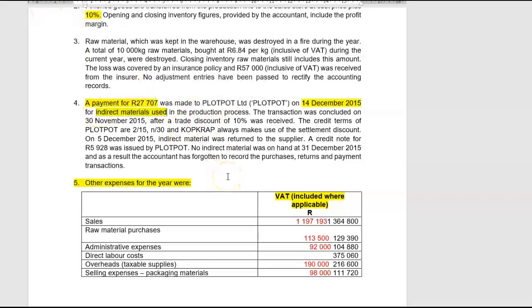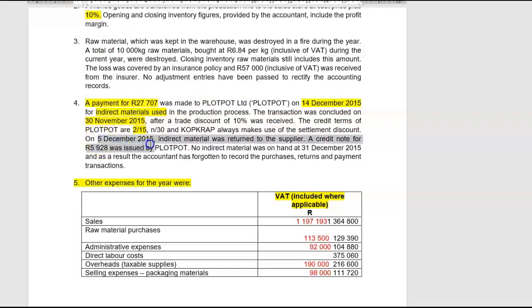So where does indirect materials use go to in this whole story of manufacturing accounts? That will go to work in process. The transaction was concluded on 30 November 2015. So this was the first transaction when we actually bought some indirect materials from Plot, and we received a trade discount of 10%. The credit terms of Plot is that we will receive 2% settlement discount if we pay within 15 days, and Kopkrap always makes use of the settlement discount.